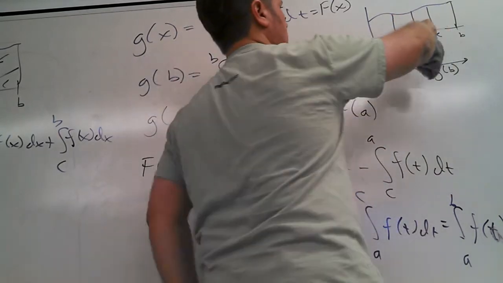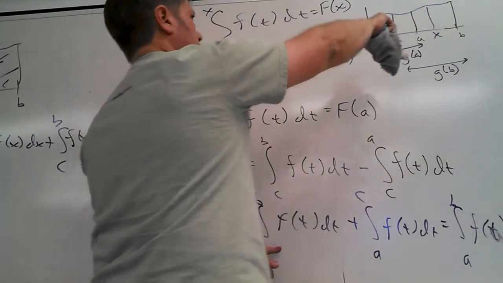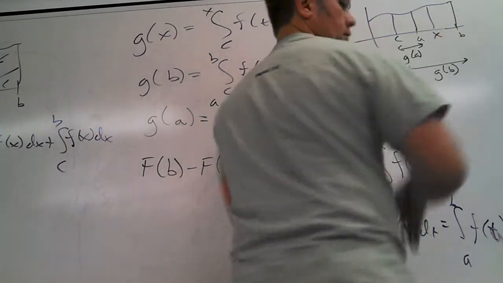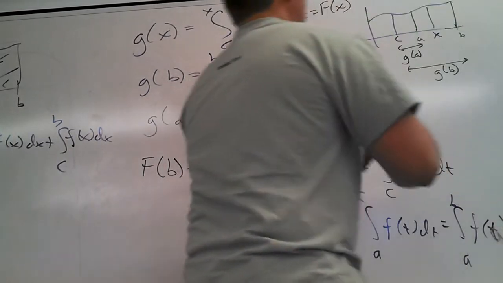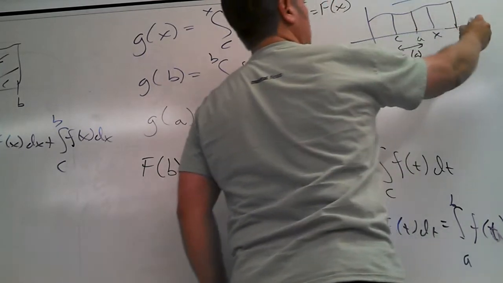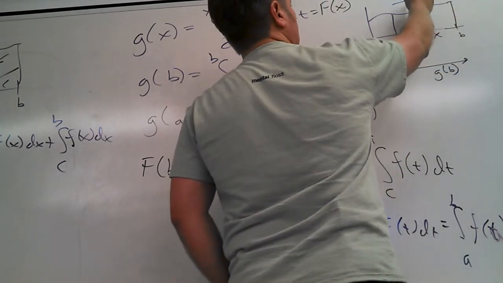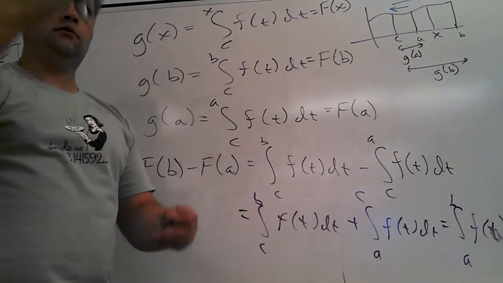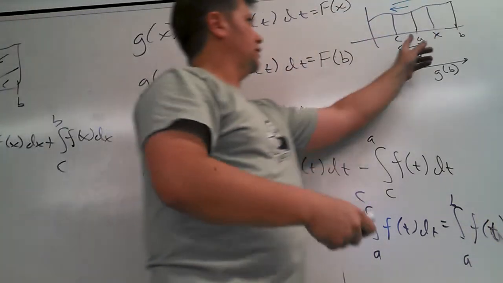So if I'm going from C to B and A to C, they don't have to have negative. If I go C to B, that's this whole area. And then if I go A to C, it's going to subtract that off because I'm going the wrong direction, which would be A to B. So it doesn't have to have negative, and I'll end up with A to B.